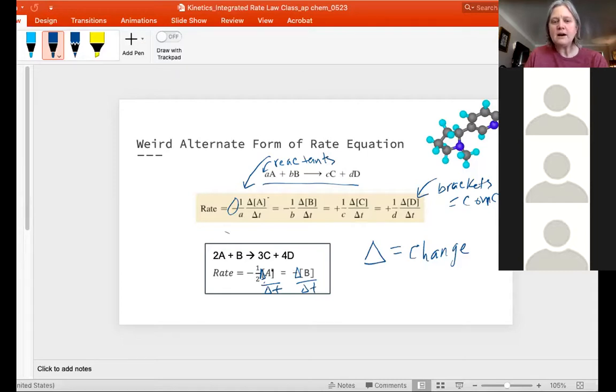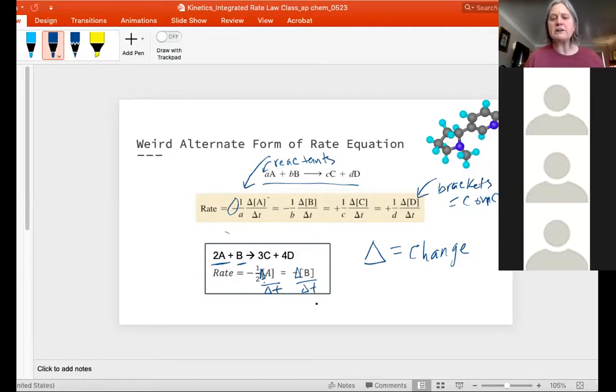See how if there's -1/2 in front of the change in A over time, and there's 1 in front of the change in B over time, see how this one's slower? This is going to happen half as fast as B. It kind of makes sense, right? Because if there's a 2 in front of A, there's twice as much of A as B going into the reaction, so it's going to take longer. It's going to be half as fast to use up A as to use up B.